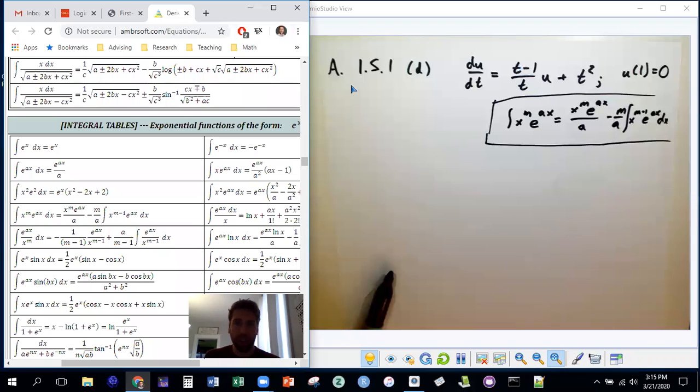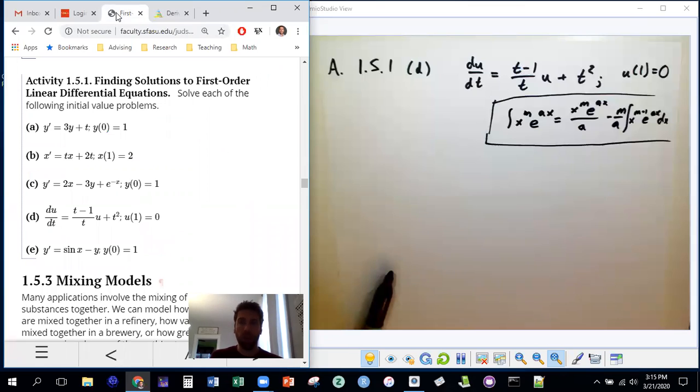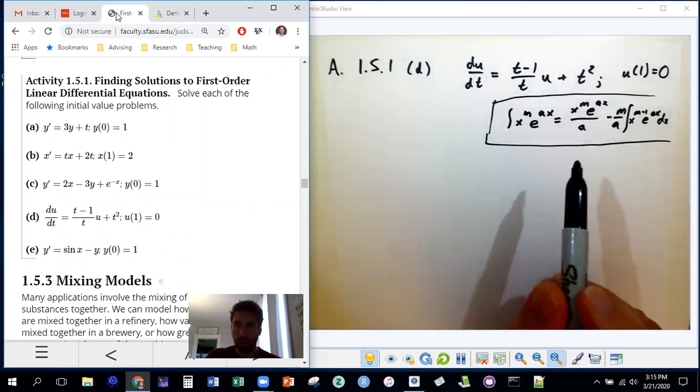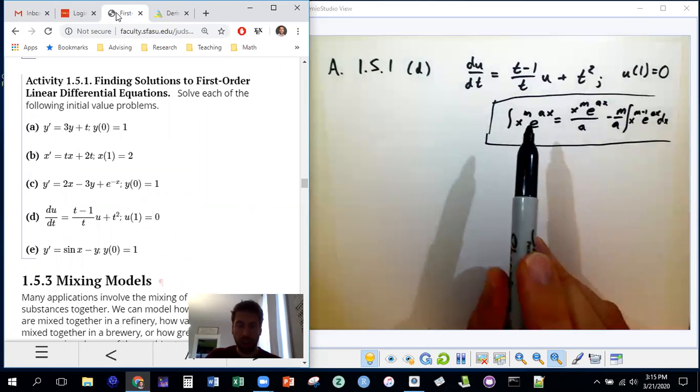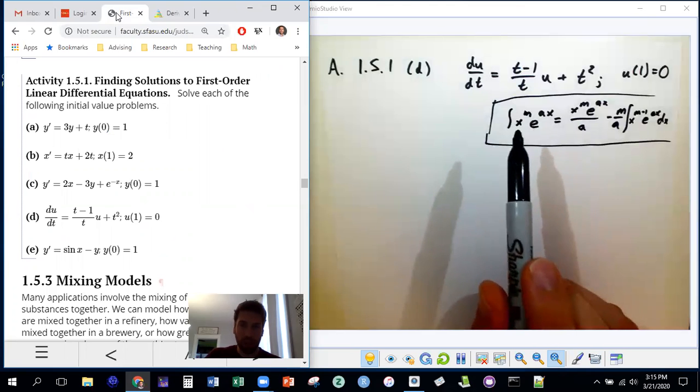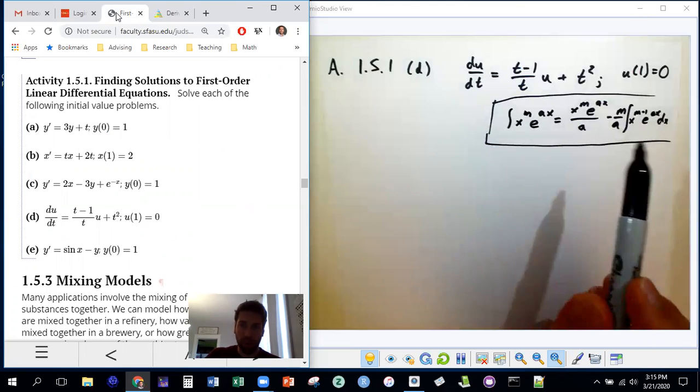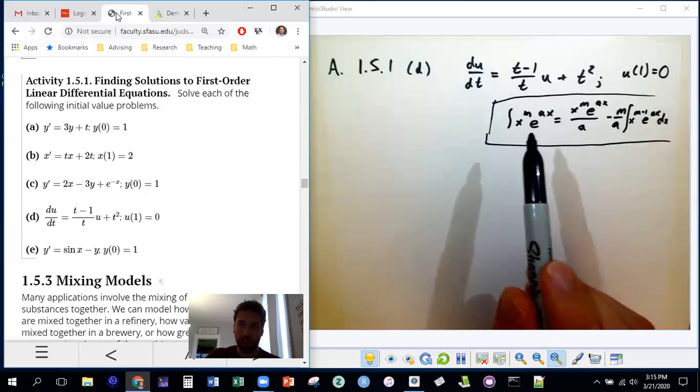Now we're doing activity 151, part D, in which du over dt equals t minus 1 over t times u plus t squared, with initial condition u of 1 equals 0. Something we're going to use during this problem is from an integration table, which basically does a couple steps of the integration by parts for you when you've got x to a power times e to the x.